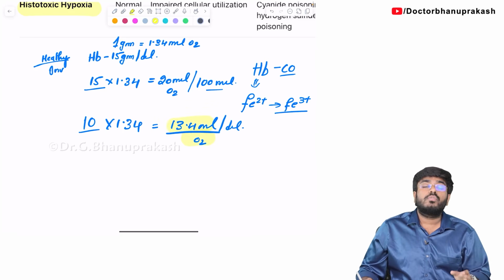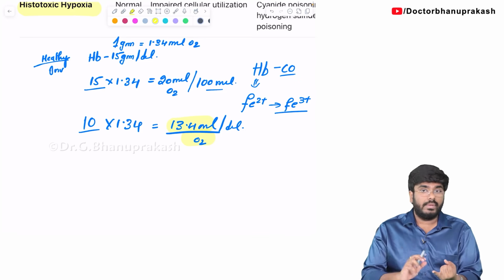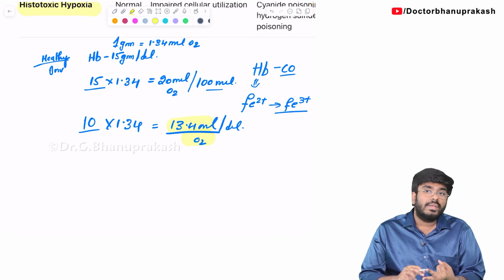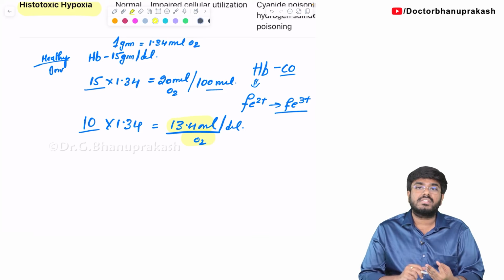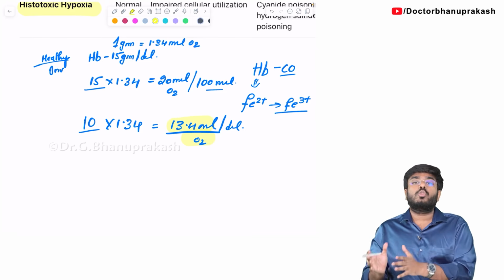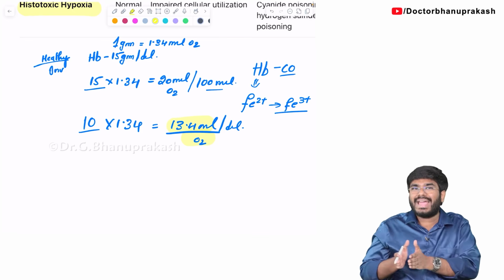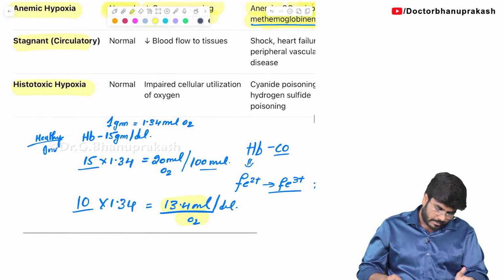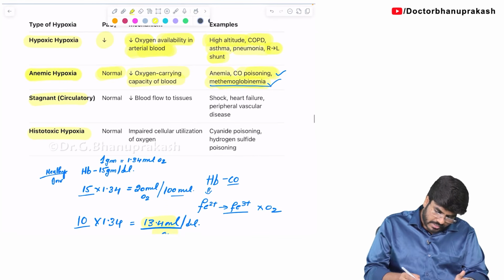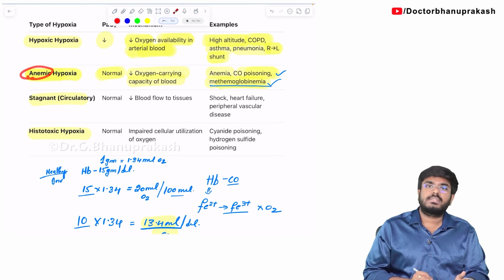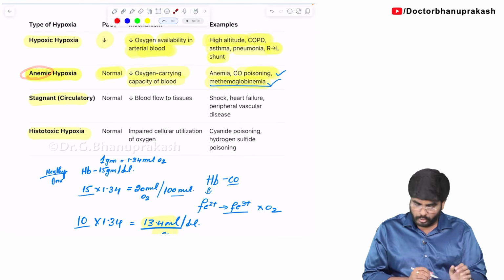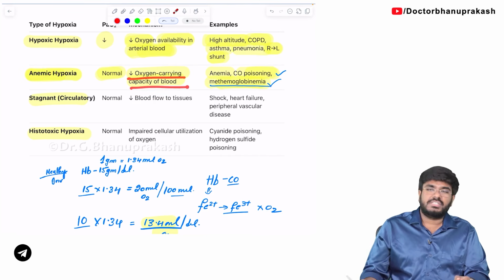Less oxygen is going. So, whenever there is a problem with hemoglobin, it could be anemia or methemoglobinemia or carbon monoxide poisoning, in all these cases the problem is with the hemoglobin. So, the hemoglobin is not carrying the oxygen to the tissues. The problem is with the hemoglobin carrier. So, in anemic hypoxia, the name itself says anemia means problem in the blood, the problem is with the hemoglobin. Decreased oxygen carrying capacity.